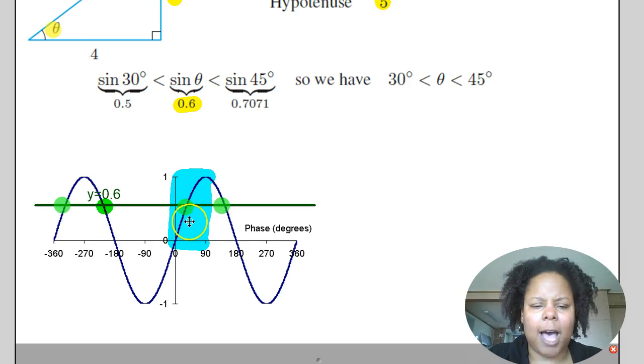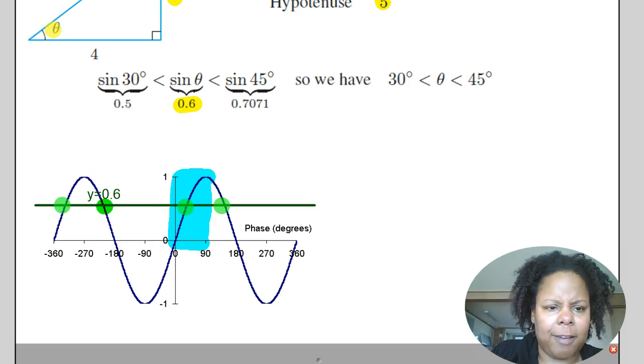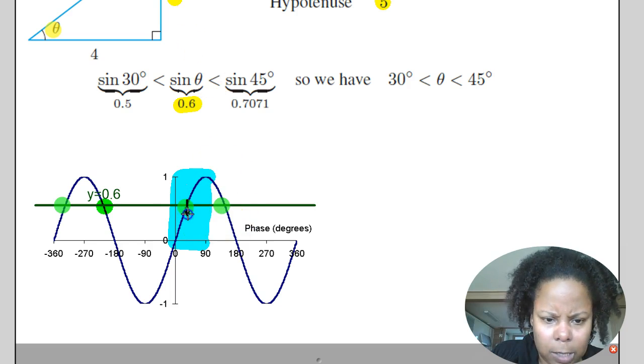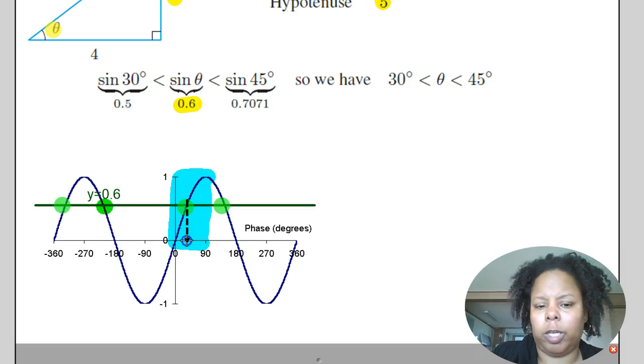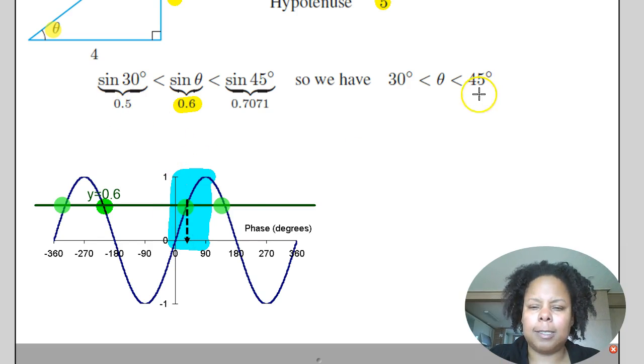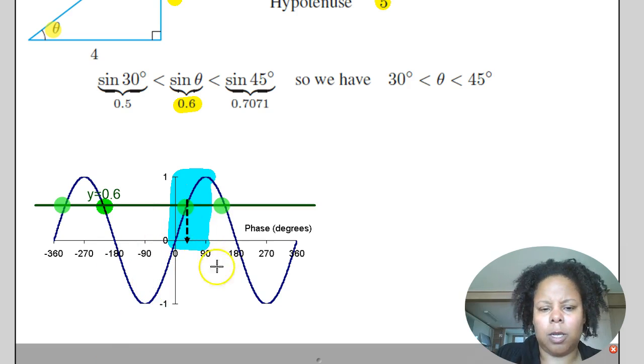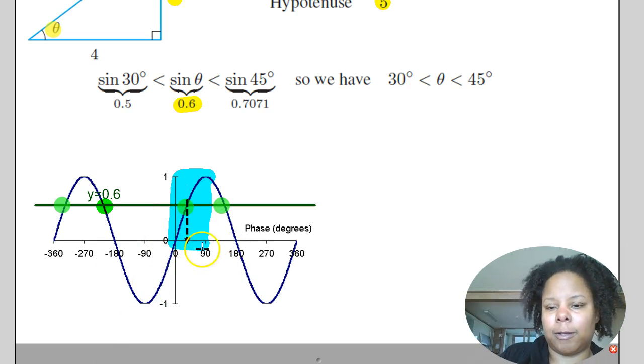So there is one value that reaches that, and that value looks to be somewhere, if we can take a graph right here, it looks to be somewhere over here, which is consistent with between 30 and 45 degrees, because this looks like somewhere less than a half, but more than a third.